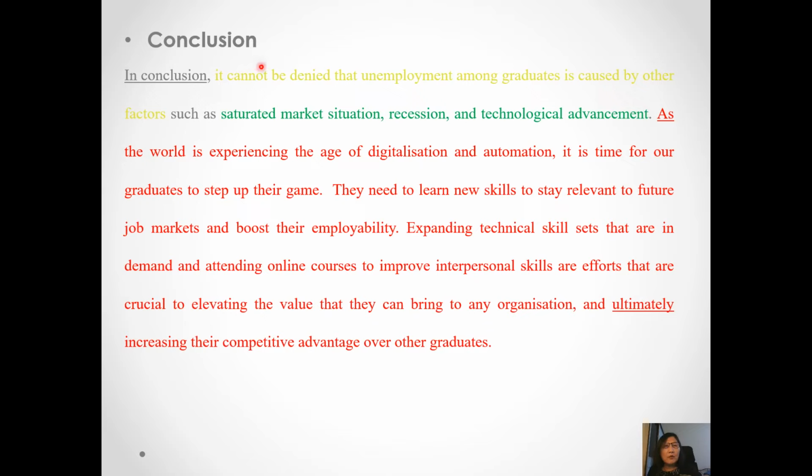This is the conclusion, and in the conclusion, there are three parts: you reaffirm your stand, you restate the thesis statement, and then you provide some concluding sentences. Here I have started off my concluding paragraph with an appropriate linker, in conclusion. This is followed by my stand. I reaffirm my stand: it cannot be denied that unemployment among graduates is caused by other factors. And this is followed by the thesis statement, the 3 points here.